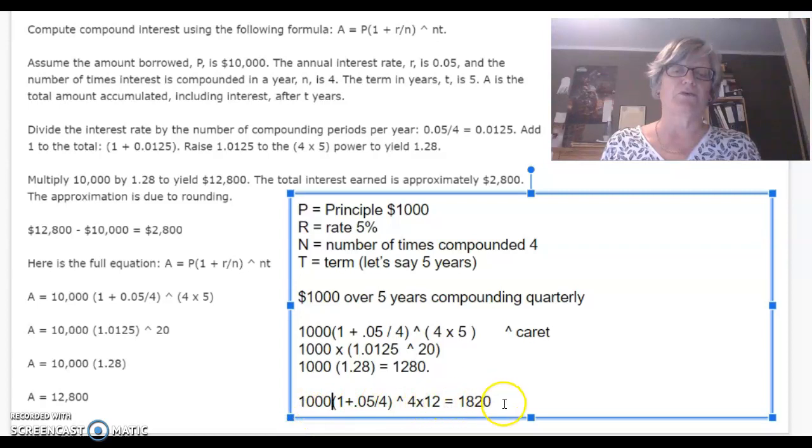Multiplying that right through, your initial investment would become 1,820. Okay, that is assuming that you're not going to do anything else with your money meanwhile. Okay, so that's how that works out for compounding your interest.